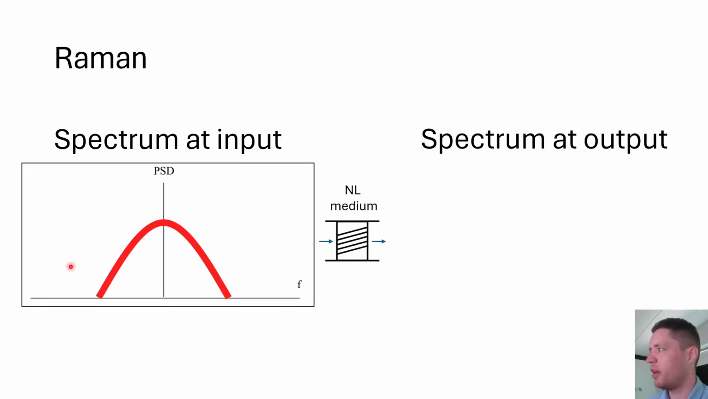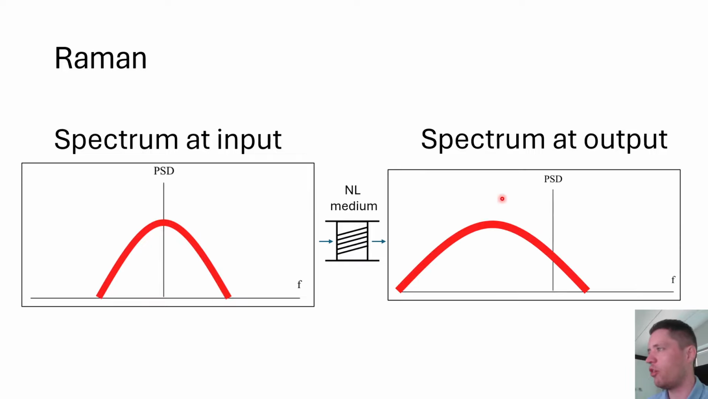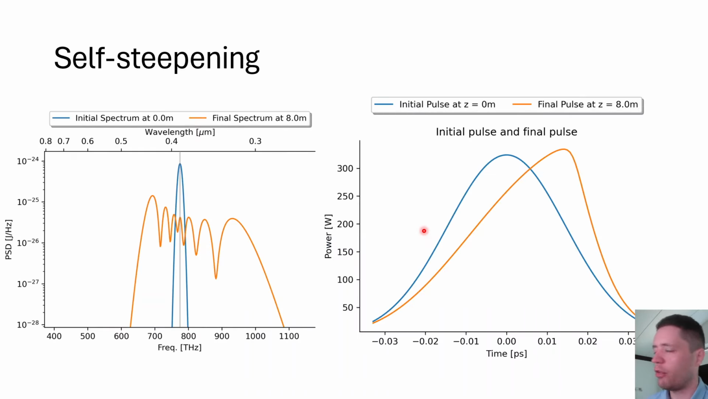Next, we have the Raman effect, and just briefly, it involves a shift in the spectrum towards the red end, that is to say the lower frequency, and also some broadening generally. With regards to self-steepening, I think I neglected to mention this in my original video on this effect, but essentially we expect it to cause blue-skewed broadening.